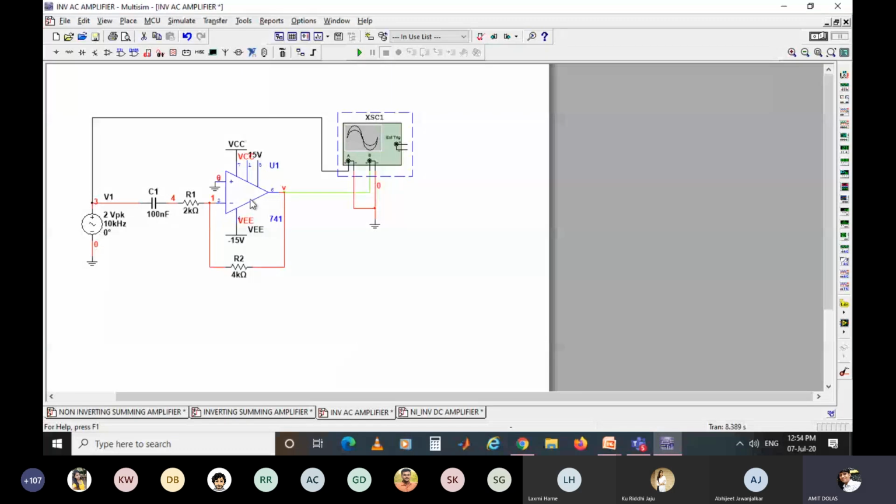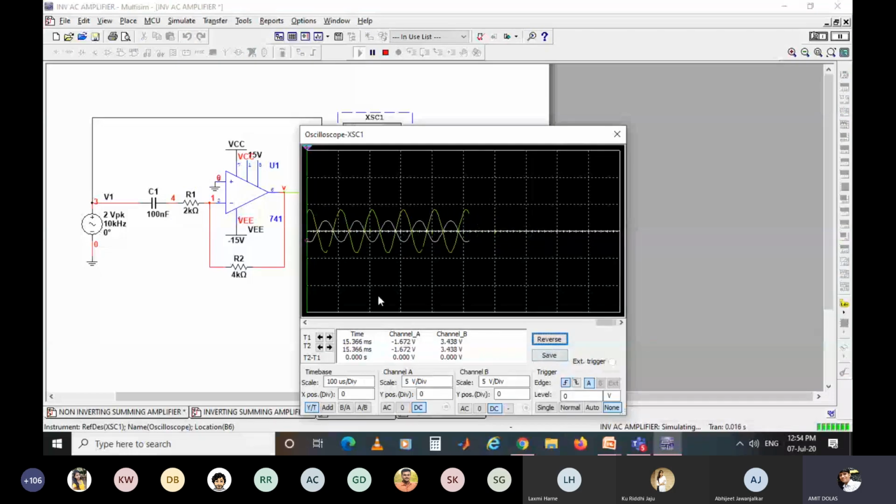This is again inverting amplifier. One capacitor is kept, you may remove that capacitor. It is for proper AC coupling. You may remove, still the result will be same in this circuit. So 2-volt peak, not peak to peak, 2-volt peak 10 kilohertz sinusoidal waveform is given to inverting amplifier with gain how much? 4K is the feedback resistance, 2K is the input resistance. So 4 by 2 is 2. So minus 2 is the gain, means gain of 2, minus will be the phase of 180 degree phase shift. So if I run this circuit, you can see, I will pause this.